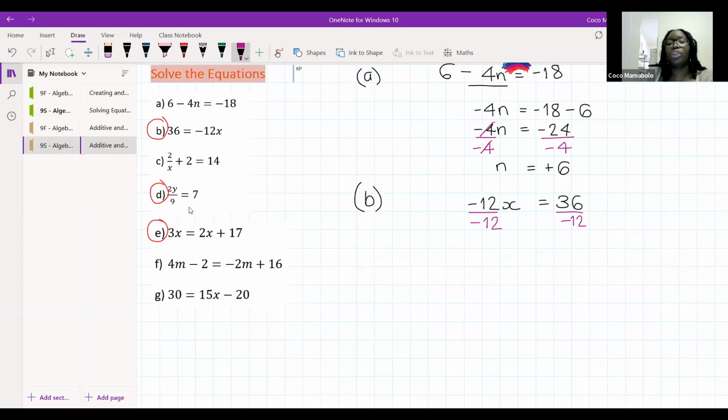You guys can pop your answers for these questions in the chat if you'd like. Therefore, x is equal to... How much is x equal to in this question here? What is 36 divided by negative 12? That's it. It will give us negative 3.